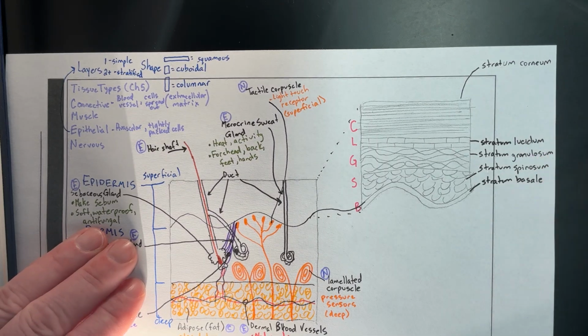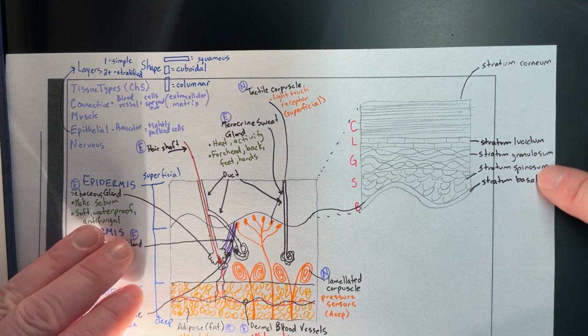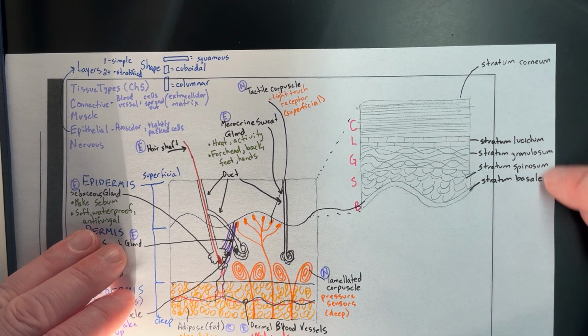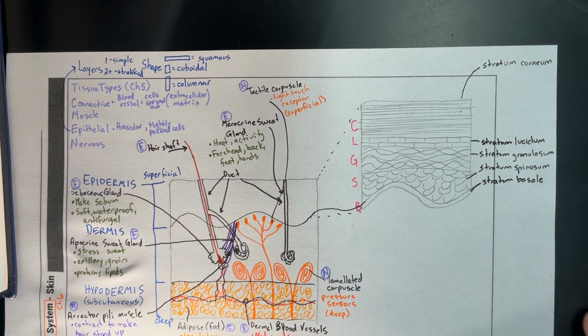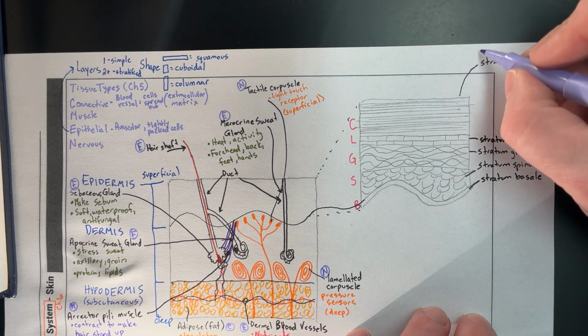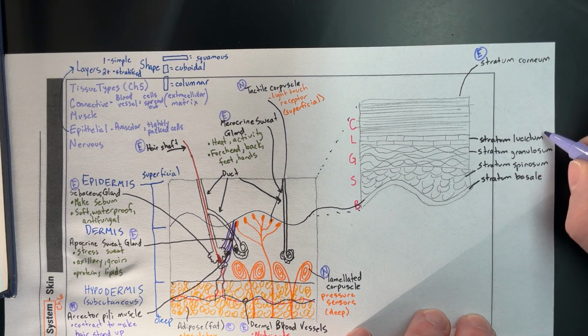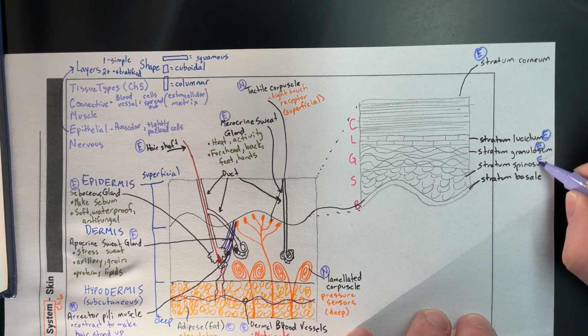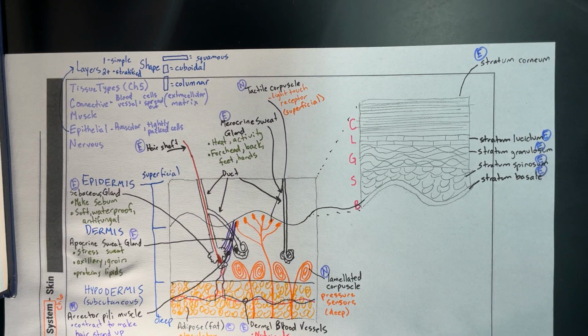All right, and I bunched these together because we're not going to learn too much about these layers. This corneum and basale are the most interesting to us. Now, all of these epidermis layers are epithelial layers. So I'm going to put E next to these just because they're all good examples of epithelial tissue. They're like sheets of cells that are tightly packed together.